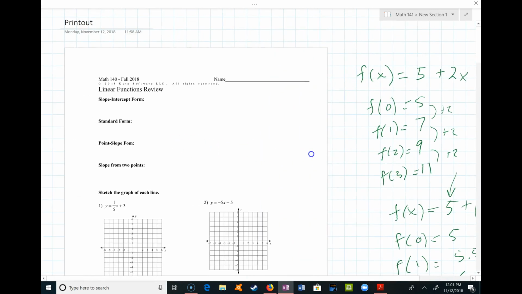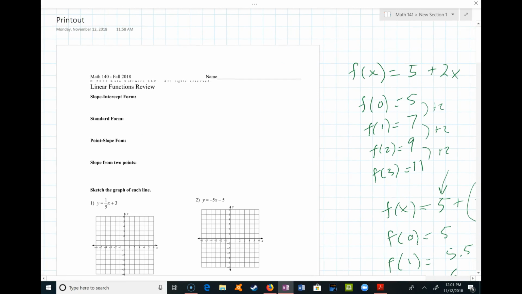When you're writing the equation of a linear function, there are really 3 different forms that we mainly think of. Slope-intercept form is the one that most people are most familiar with. That's y equals mx plus b, where m is the slope and b is the y-intercept.